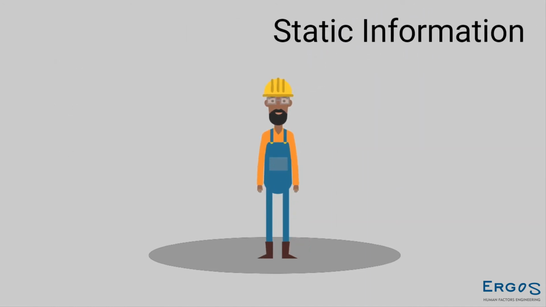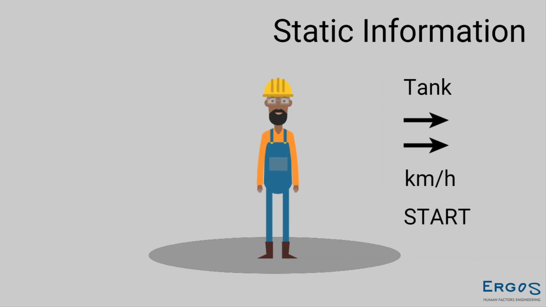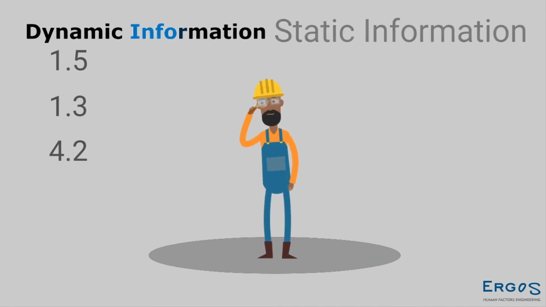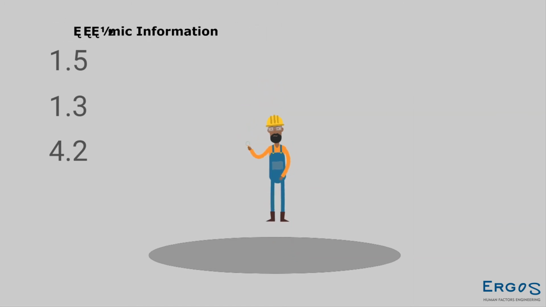Static information, on the other hand, is always the same and doesn't change. For example, titles, process lines, units, or menu items. Static information will be the same all the time. And because of that, an operator learns and knows after a while what it says. So, the operator doesn't need to pay attention to static information anymore. It only helps him to interpret the dynamic information. Therefore, focus should be on the dynamic information.